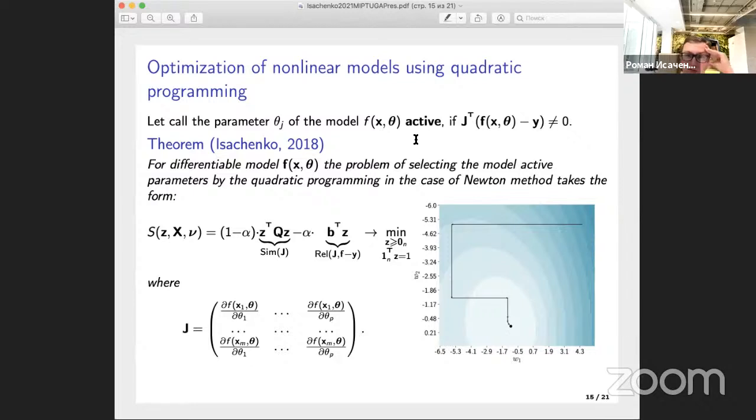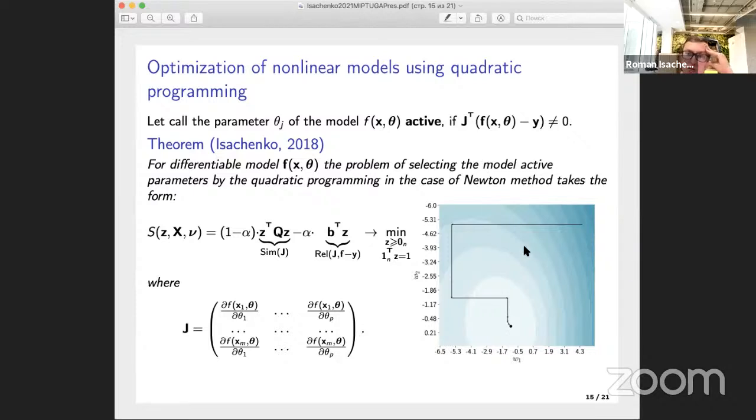For this purpose, we introduced the concept of active model parameter. An active parameter is a parameter theta j that is able to decrease the loss function using the second order gradient optimization method. We have proved the theorem on the form of the loss function for the selection of the active model parameters when we use the Newton method for optimization for this nonlinear model.